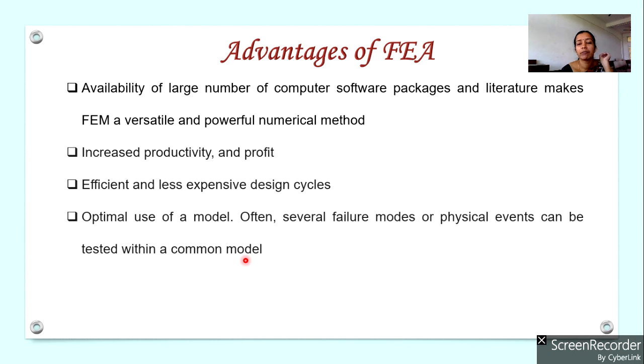So if we have to test the temperature distribution among various parts of a machine, first of all we have to make a model of that machine, and then we are testing all these phenomena in that model. So we can use a model optimally. We can optimally use a model, that is, we can use it maximum number of times. Several failure modes can be simulated. Say for example, in case of an automobile, we have to do crash analysis as well as vibration analysis.